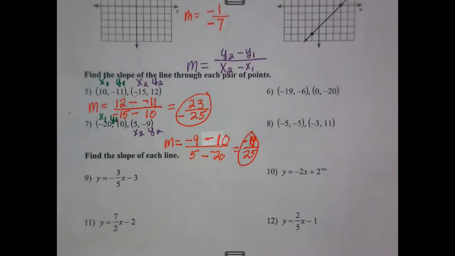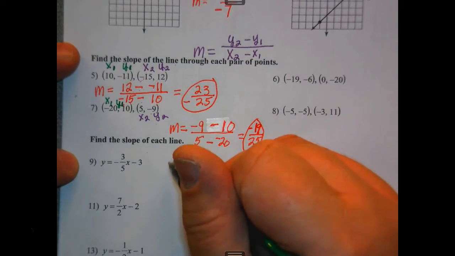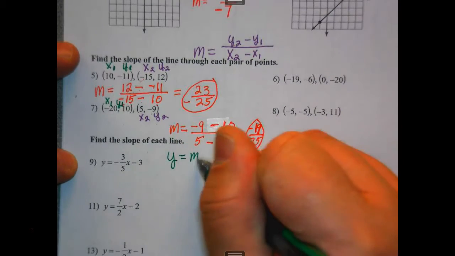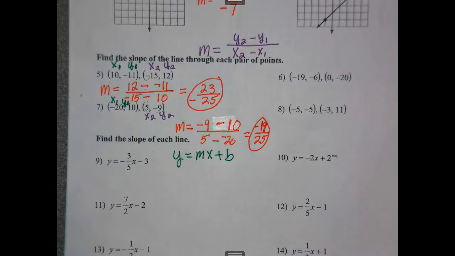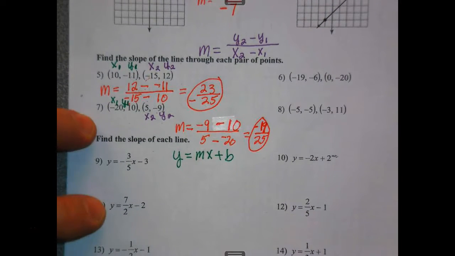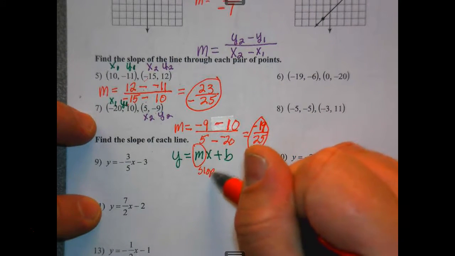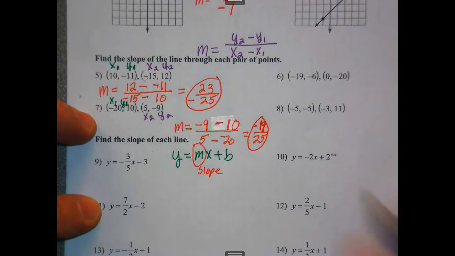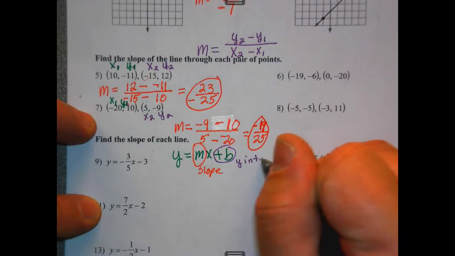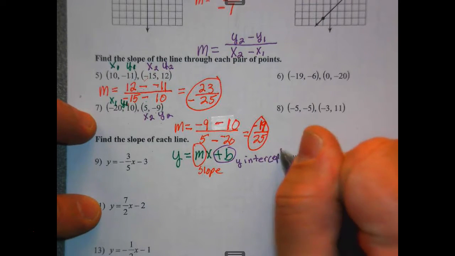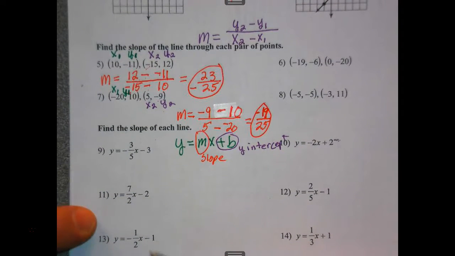Now, the next set of problems is to find the slope of each line. We're working with the slope-intercept form. Y equals mx plus b, and we did this the last couple days, right? My slope is the coefficient of x. That's my slope. My b is what? That's the y-intercept, or where it crosses the y-axis. Okay?